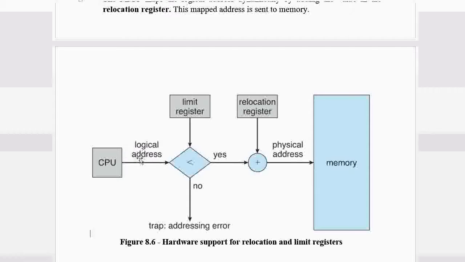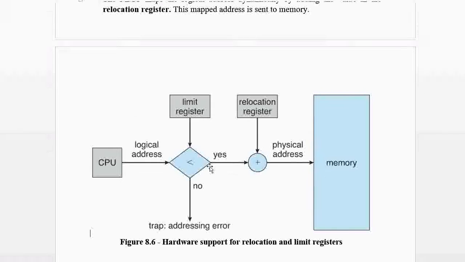So the CPU generates the logical address, and it is compared with the content of the limit register. If the logical address is smaller than the limit register, then it is added to the base address present in the relocation register, and you get the physical address. If the comparison fails, then there is a trap to the operating system.